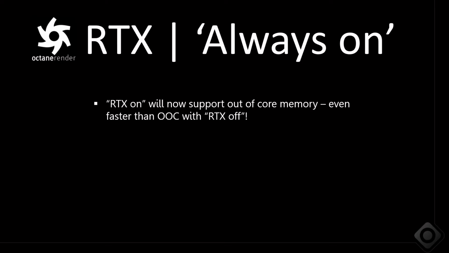And the reason for that is we are going to add things like out of core that will work with RTX on. And it'll be faster than out of core as we currently have it in Octane today using CUDA, which means that you really don't need to have RTX off ever. Currently in Octane 2020, if you go out of core, it goes back to the RTX off fallback automatically. We won't need to do that anymore.